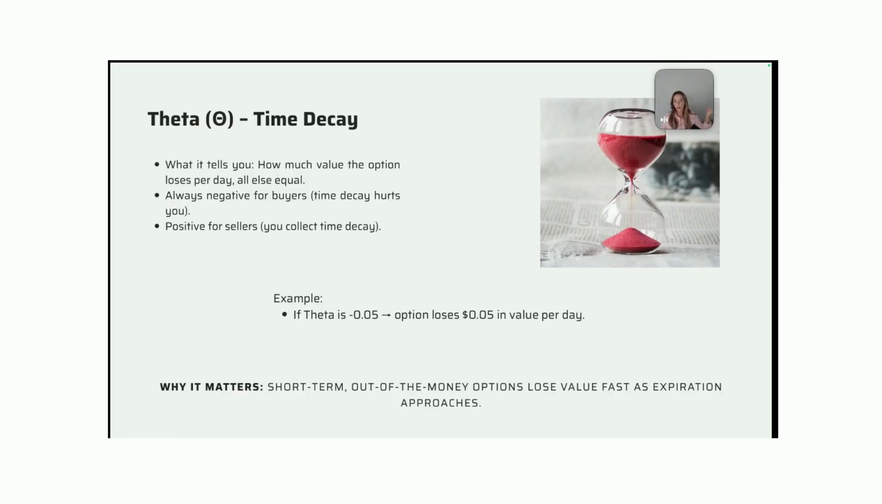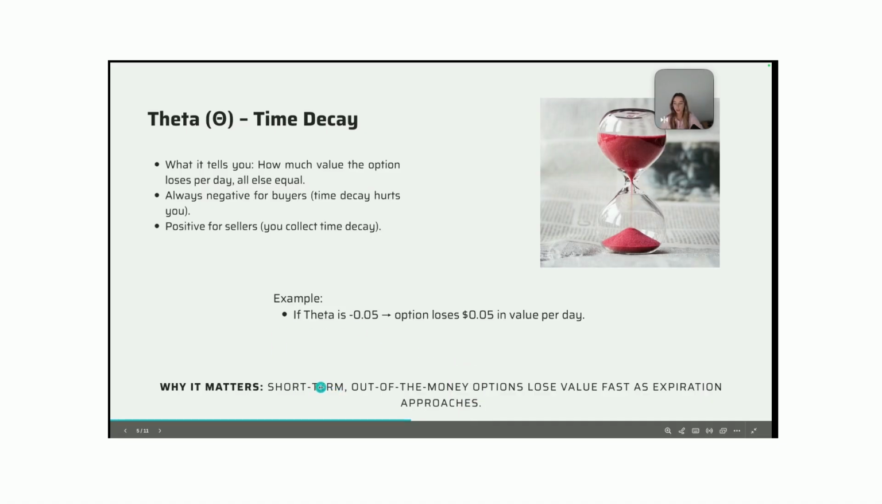So theta hurts us essentially and will always hurt us, so we need to be very careful of what contracts we choose and how long we are holding these contracts so we do not get eaten up by theta. For example, if theta is negative 0.05, your option would lose 0.05 in value per day. So if you were swing trading contracts, that's how much you would lose per day. So why does it matter? Short term, out of the money options lose value fast as expiration approaches.